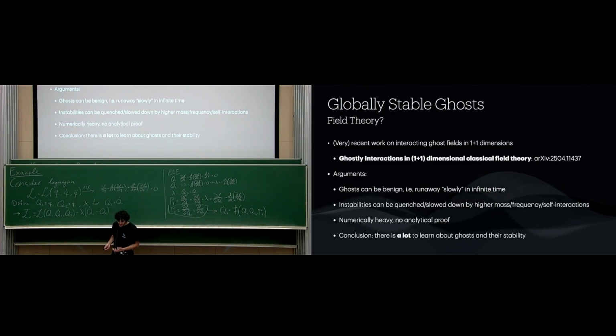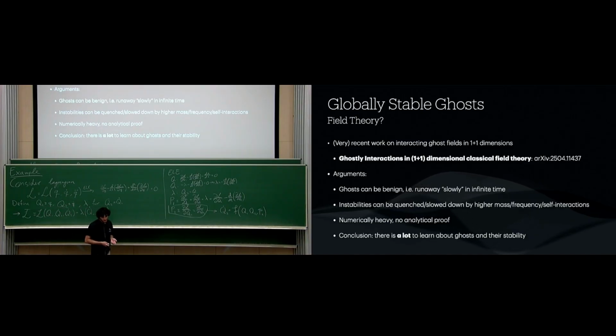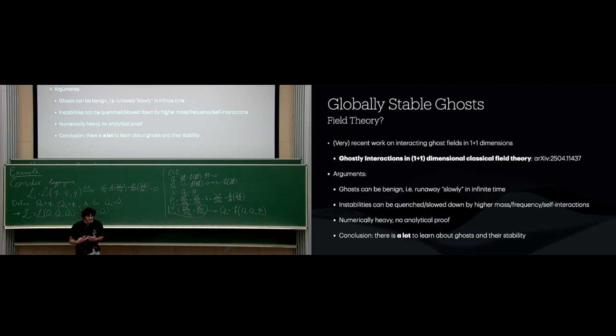They also discuss how you can sort of slow down the instability by either giving the field a very large mass or a very large frequency, or introducing self-interactions that compensate for the spurious excitations of positive and negative energy modes. This is not analytical, though. They only have numerical simulations that are rescalable, in the sense that they've done simulations that they can rescale, and you can see that it suggests stability for the models that they consider.